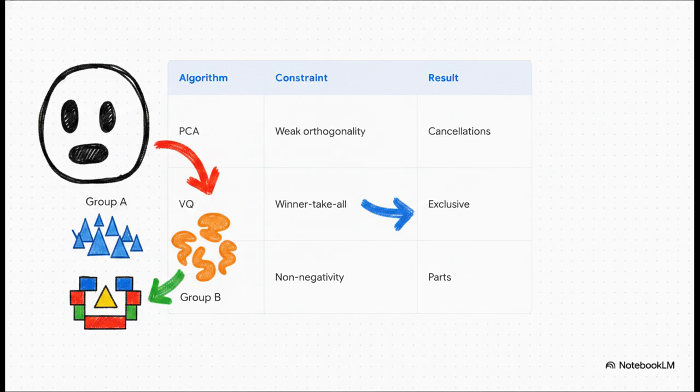Then, on the other extreme, you've got vector quantization. This is a hard winner-take-all constraint. It forces data into these mutually exclusive prototypes. You're either in group A or group B, zero nuance.